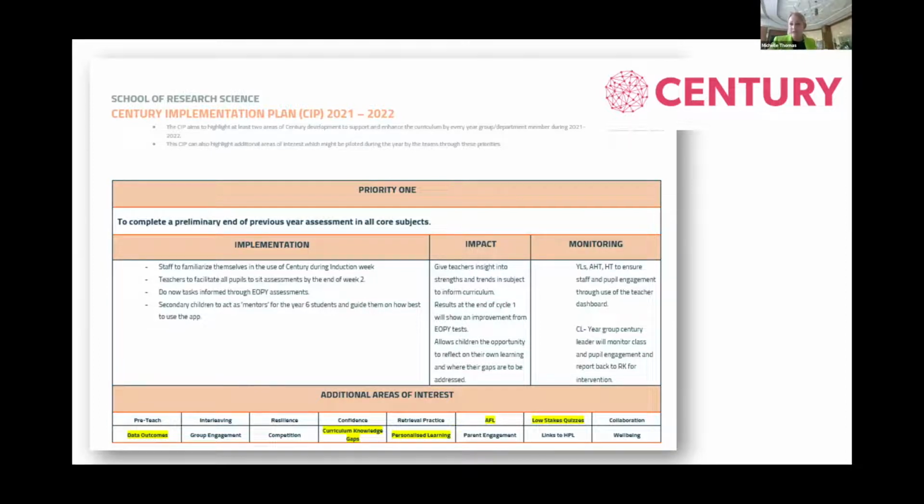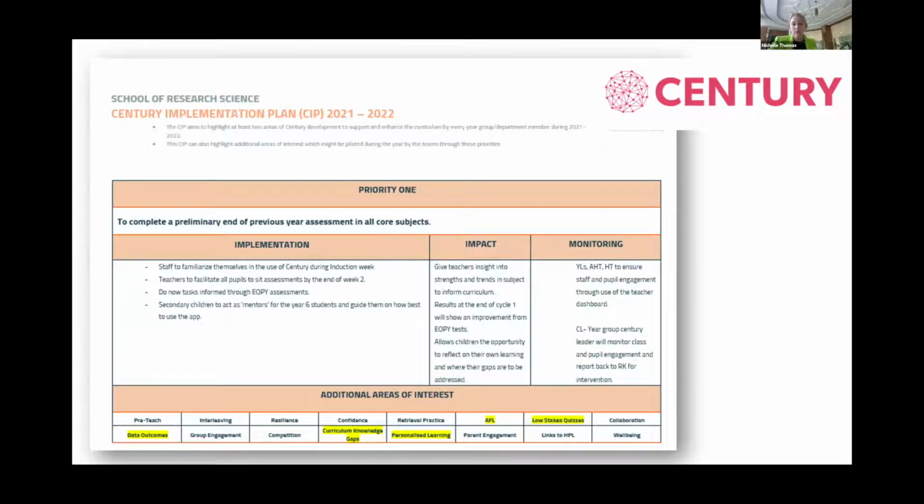They weren't massive documents, not meant to be. Sign up for two priorities. So, primary obviously did it as a year group. English, maths and science in secondary did it as a department. All they needed to do was say to me, what are your two priorities? That's all I want you to do. Do two things, but do them really, really well.